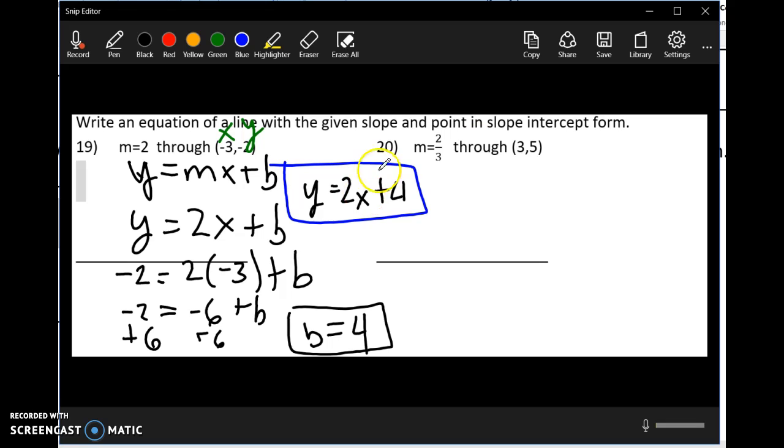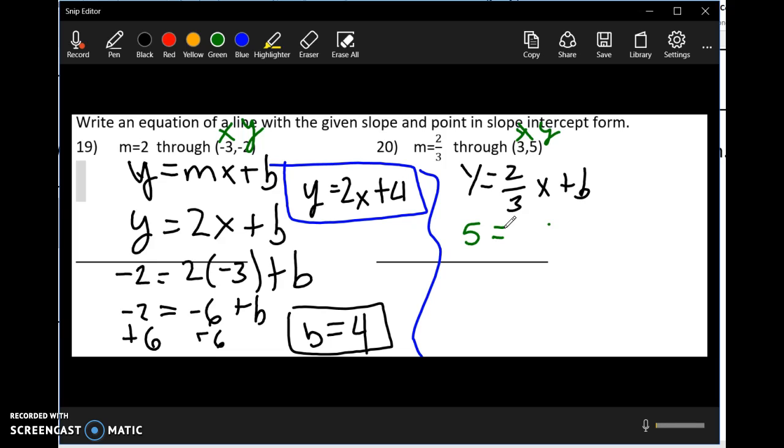Or 19. Let's look at my line equation for 20. The same kind of thing would happen. So I'd say that y equals 2 over 3x plus b. Well then, I know an x and I know a y. So my y value would be 5. And my x value would be 3.